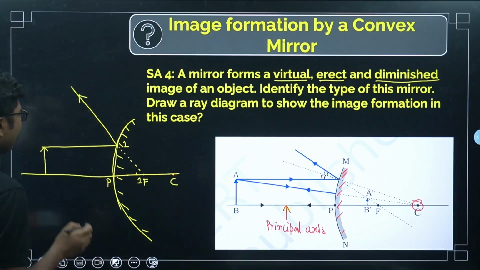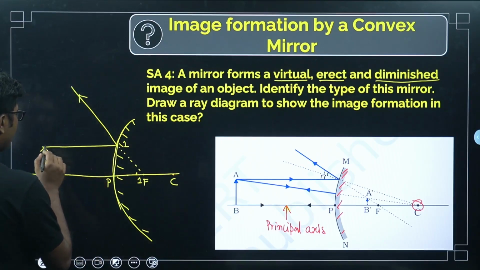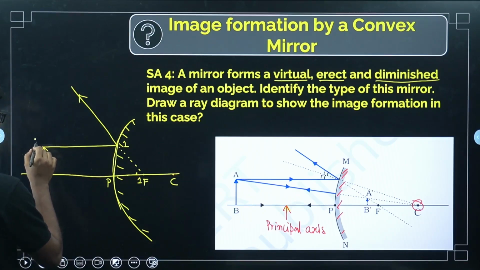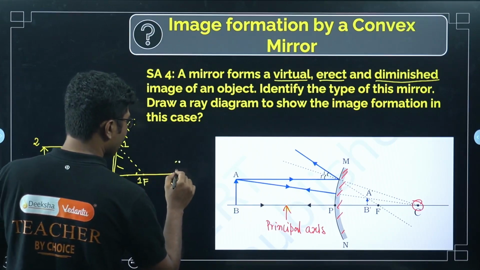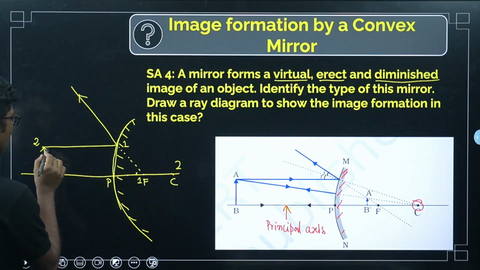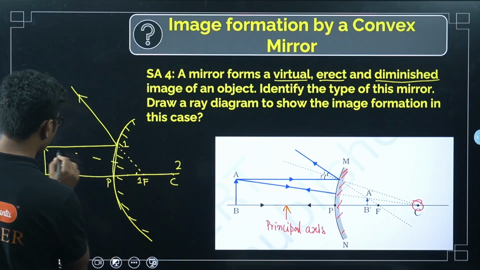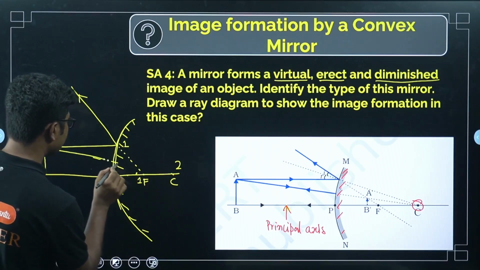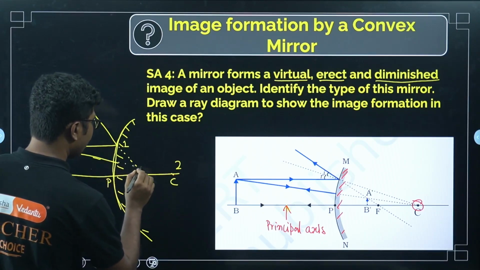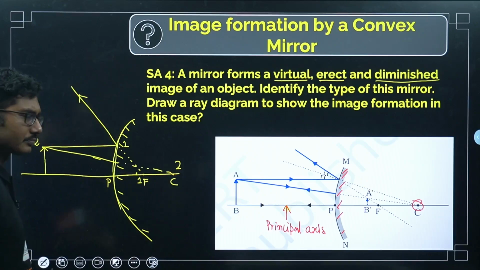Now for the second ray, what you have to do, you have to take this point and this point. You have to join these 2 points, okay. Here on this side you have to join them, and behind the mirror you have to use a dotted line, okay.